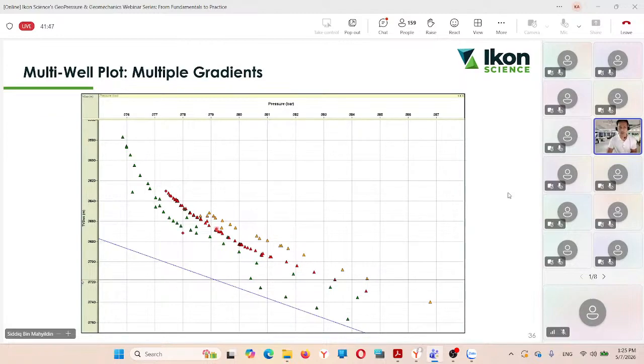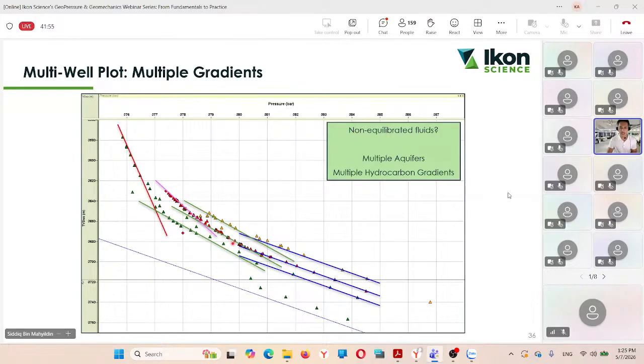what you're seeing here is pressure data from multiple wells being plotted together. The color is the color of the wells, and instead of falling on a single clean line, you can see that the data actually forms several different trends or gradients. Each of these lines represents its own fluid gradient. For example, this is a water gradient, another water gradient, this is an oil gradient, and this is probably the gas gradient.